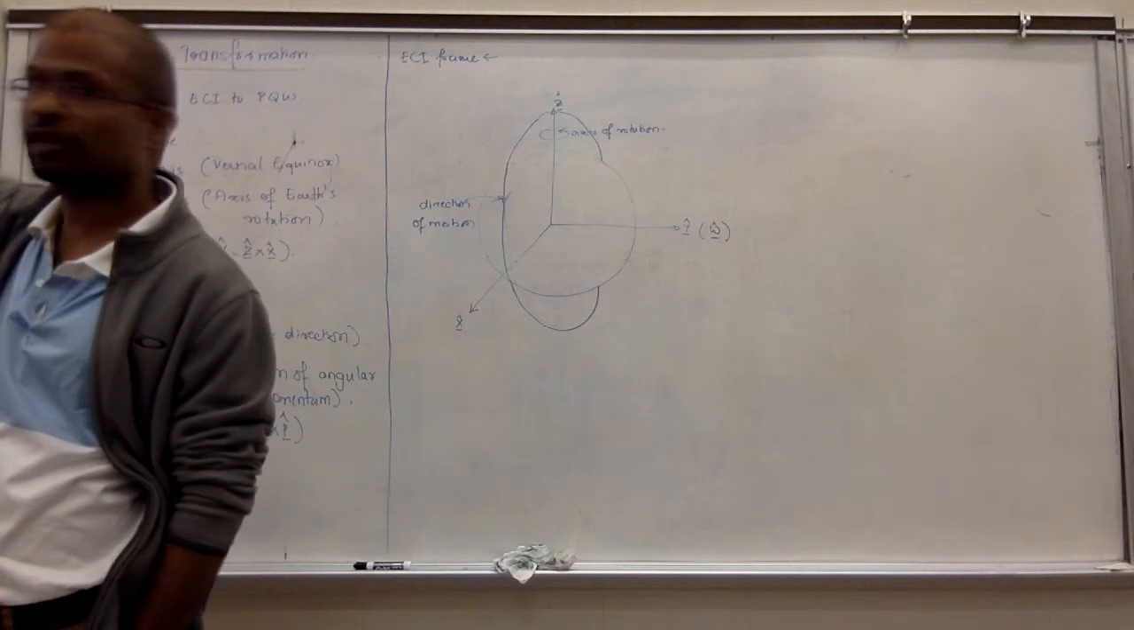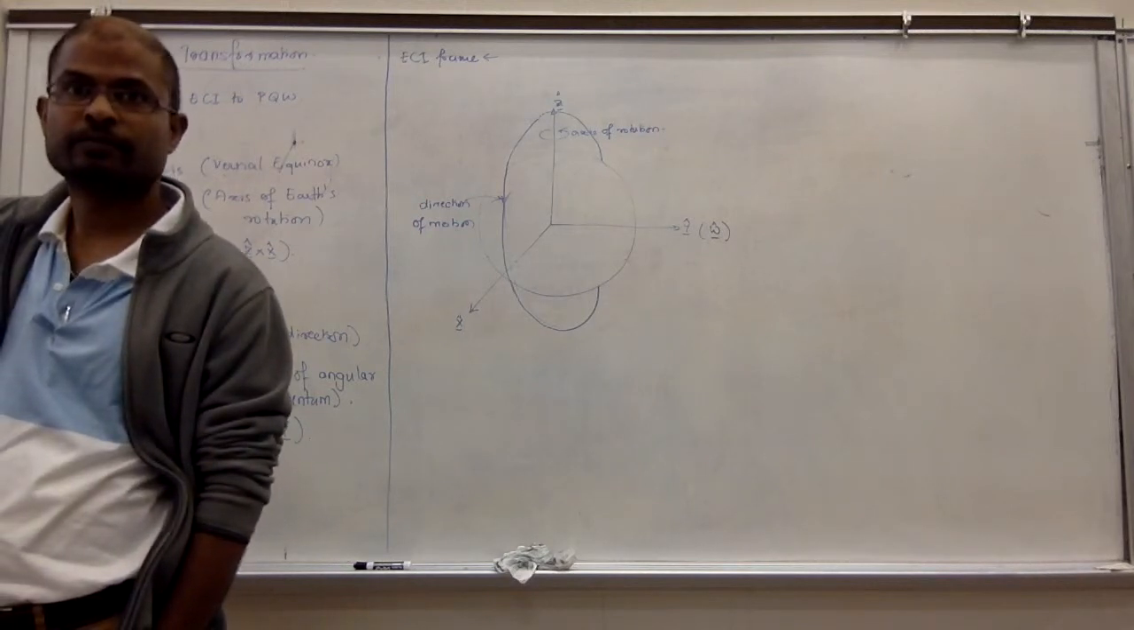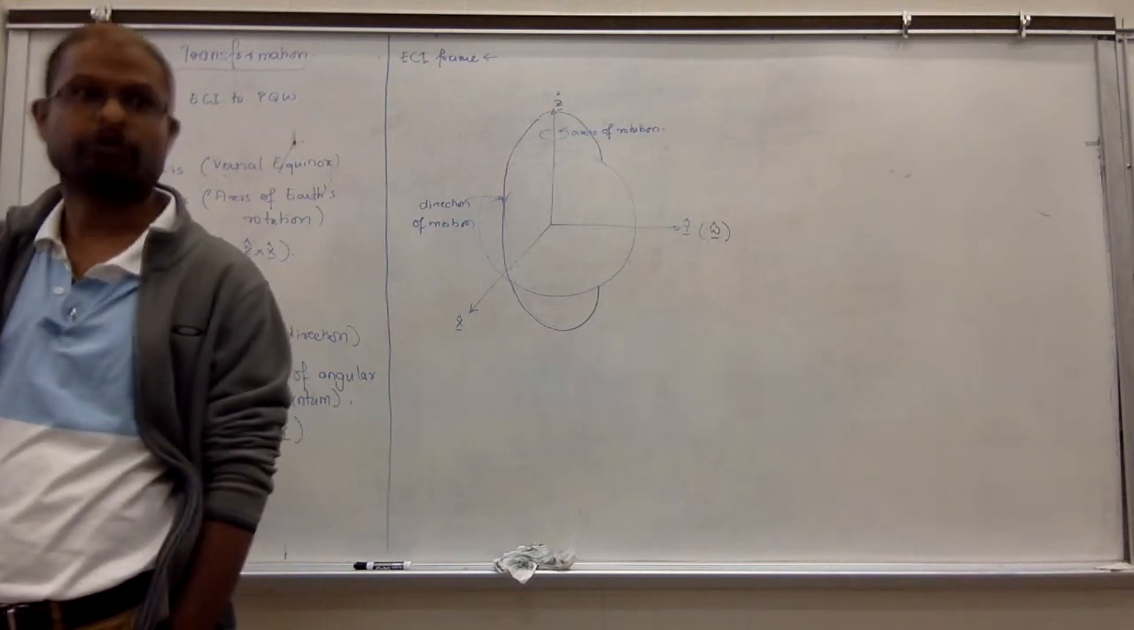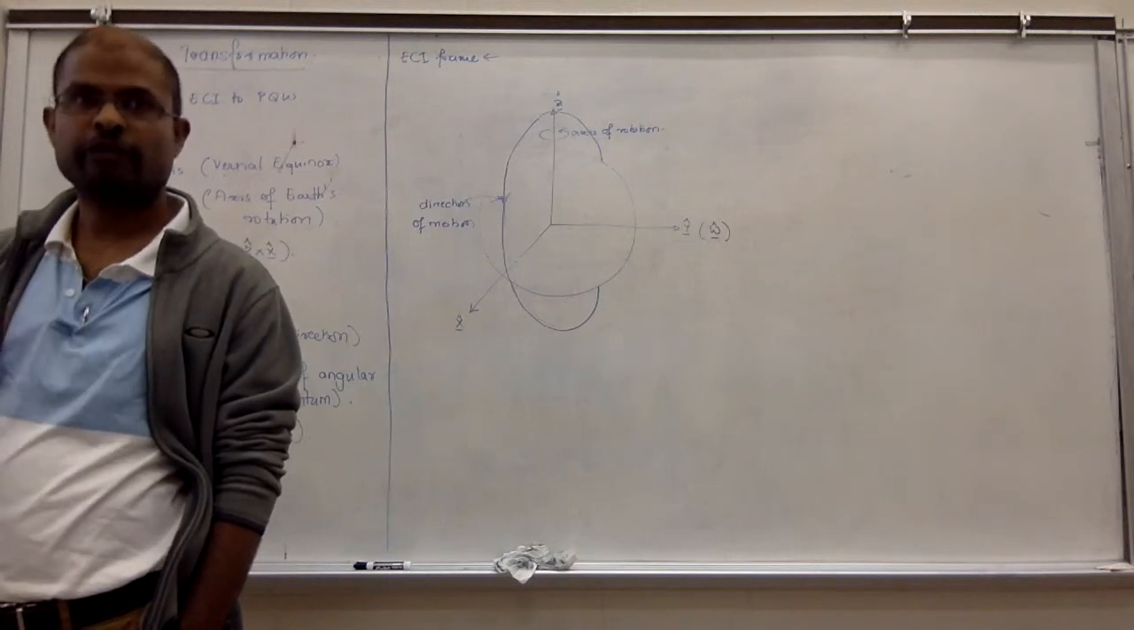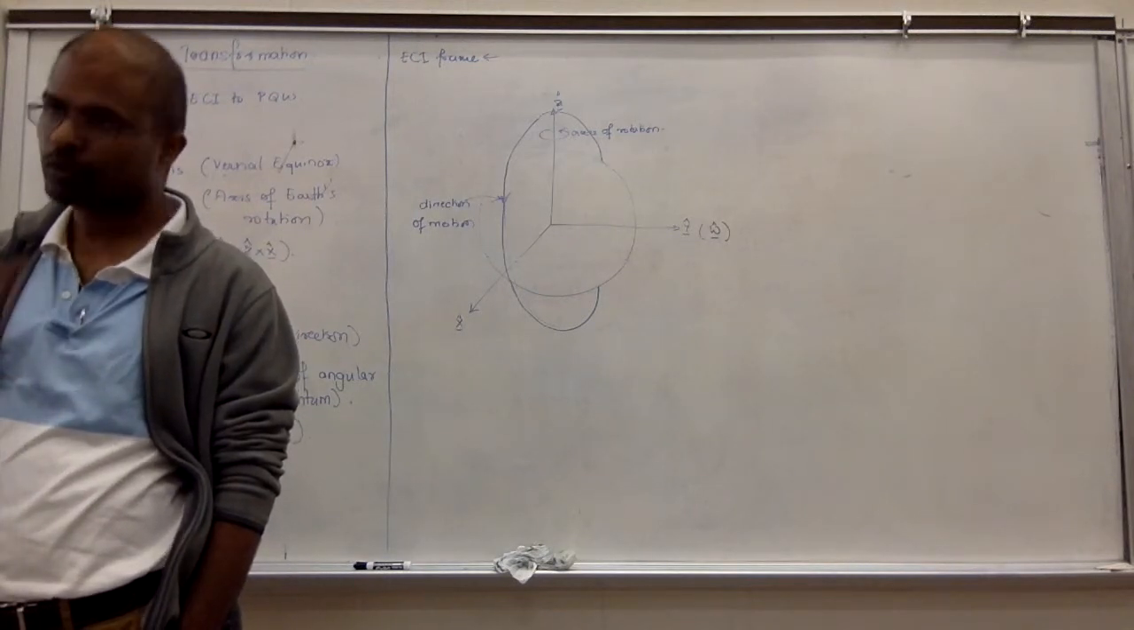So this plane is the YZ plane, okay? And you're right, the x-axis is coming out. The ECI frame is for Earth. It is always the same.